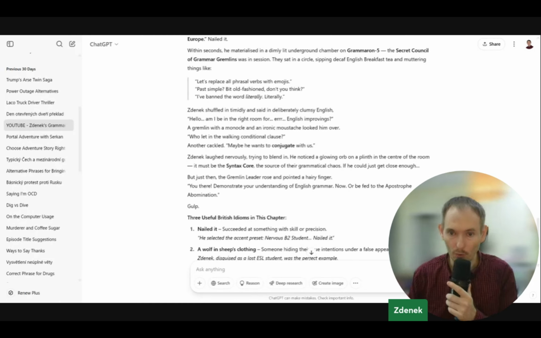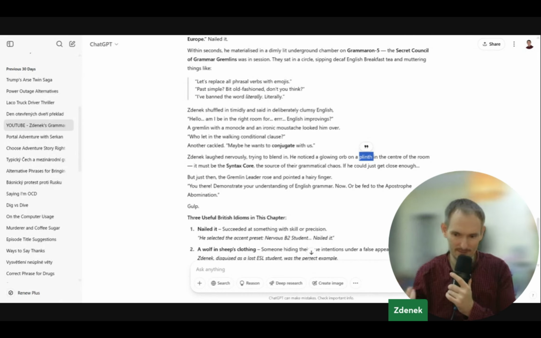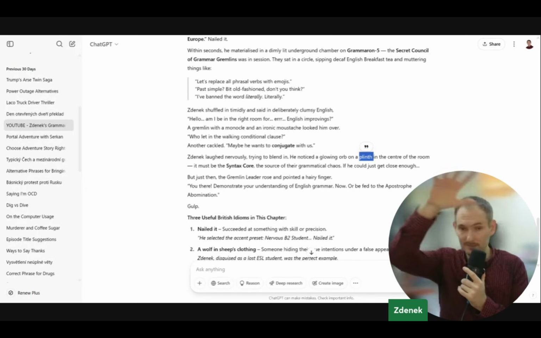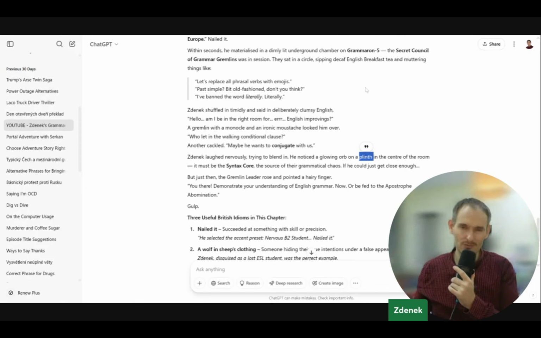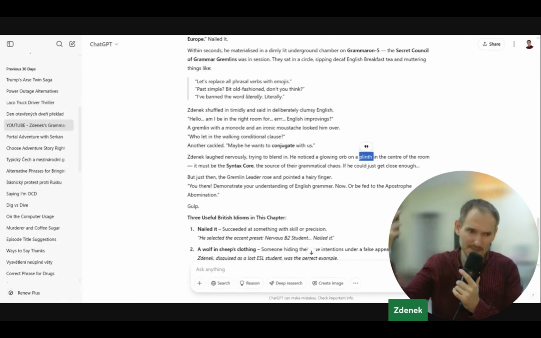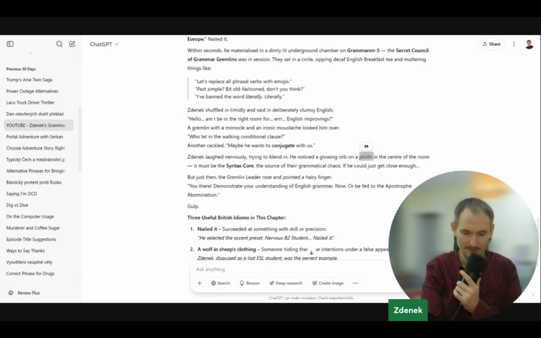He noticed a glowing orb on the plinth in the center of the room. It must be the syntax core, the source of the grammatical chaos. If he could just get close enough. So, okay, glowing orb. Orb is some sort of, how to describe it? It's some sort of thing that is illuminating, shining, glowing in this case, and it's a round thing, right? An orb. It's often used in magic. You would have an orb. It's like a shiny sphere. What? Yeah, and I don't know what a plinth is though, so I'll have to find that word for us.